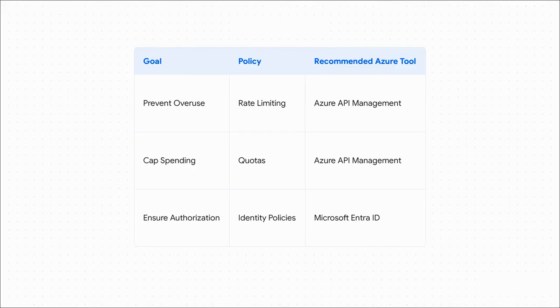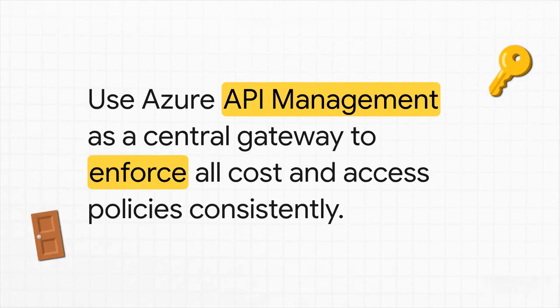Let's say your goal is to prevent overuse, one bad script going wild. The policy is rate limiting, and your tool is API management. What if you need to cap spending for a department? The policy is quotas, and again, the tool is API management. And to make sure only the right people can even get in, that's an identity policy, enforced with Microsoft Entra ID.